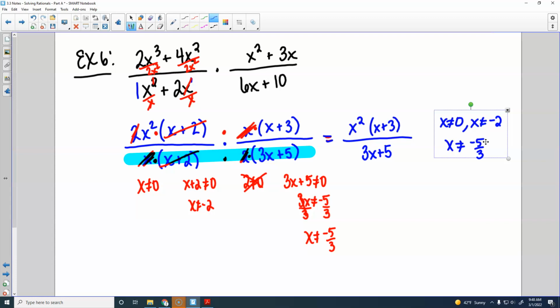Okay. Question? Yes. Where did that cannot equal 0 come from? It was from this x right here that I marked out. So this was a factor right here, that x. So every piece has to be set not equal to 0. So that x right there could not be 0.